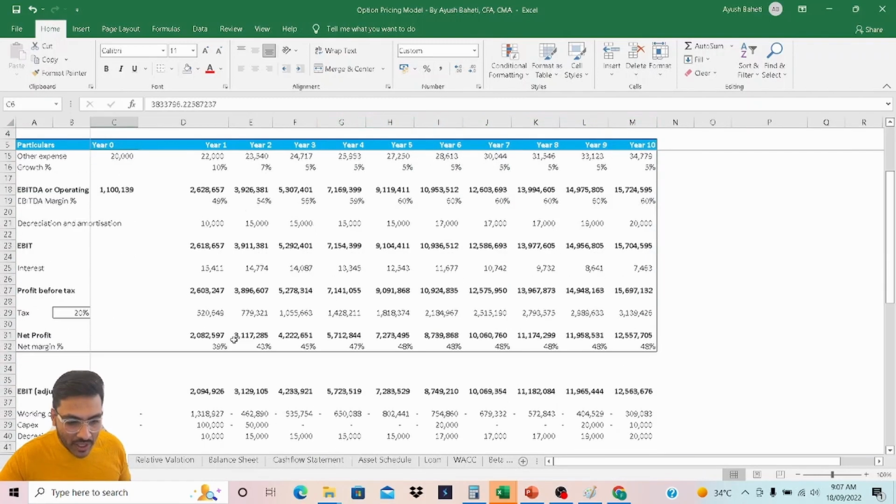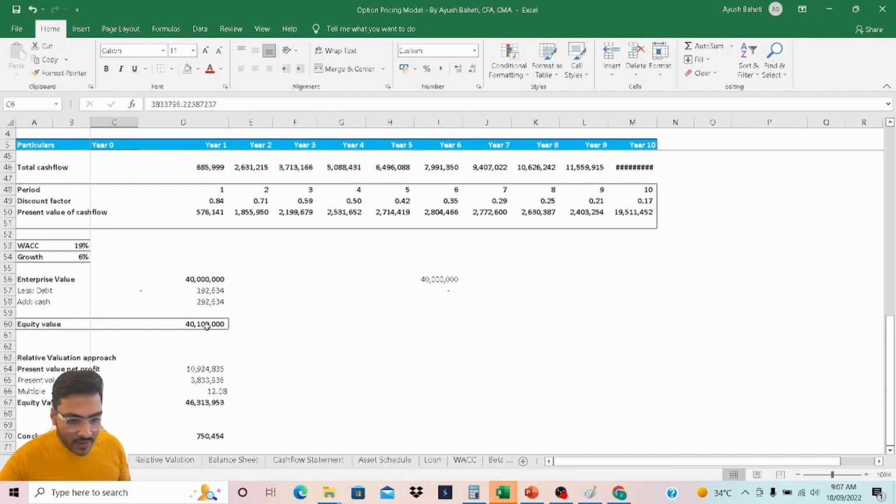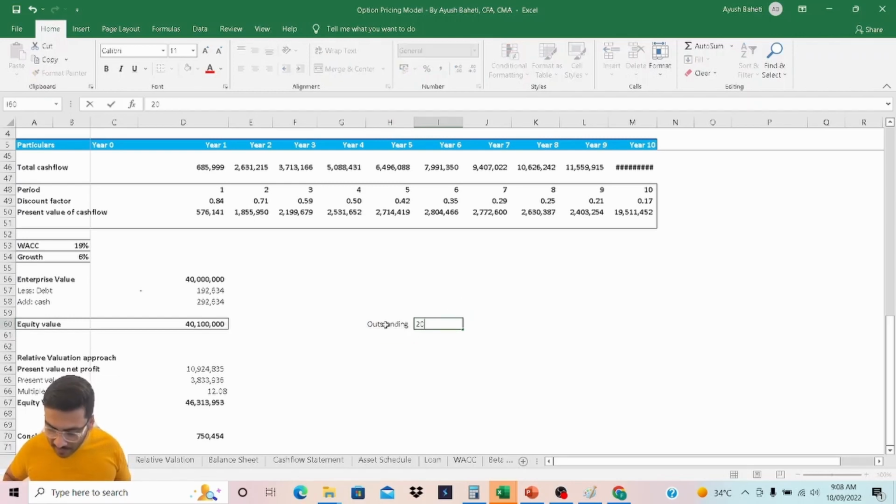All right, so the base revenue has changed and now the equity value is 40.1 million and enterprise value is 40 million. Okay, let's get back to the problem statement. Now the question is, you have outstanding shares in this company of, let's say, 2 million, and I want to calculate the per share value for this company. So the per share value for the common shareholders is your equity value divided by total outstanding shares. So 20 is the per share value.